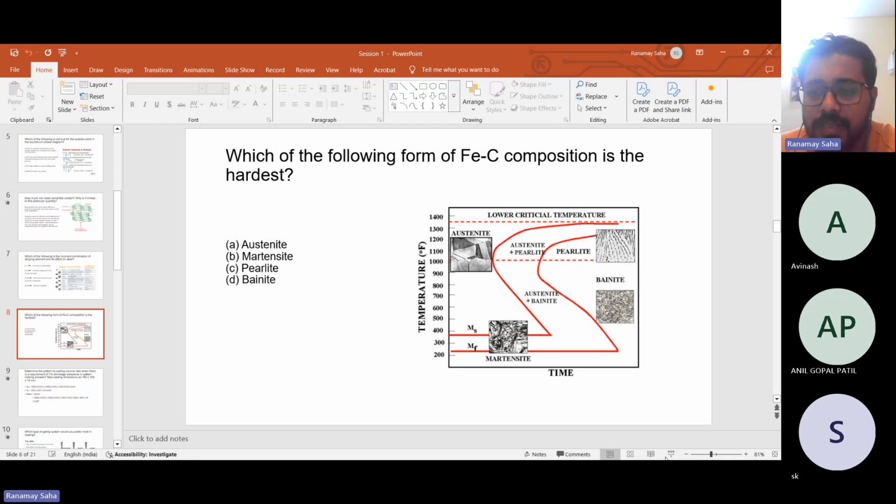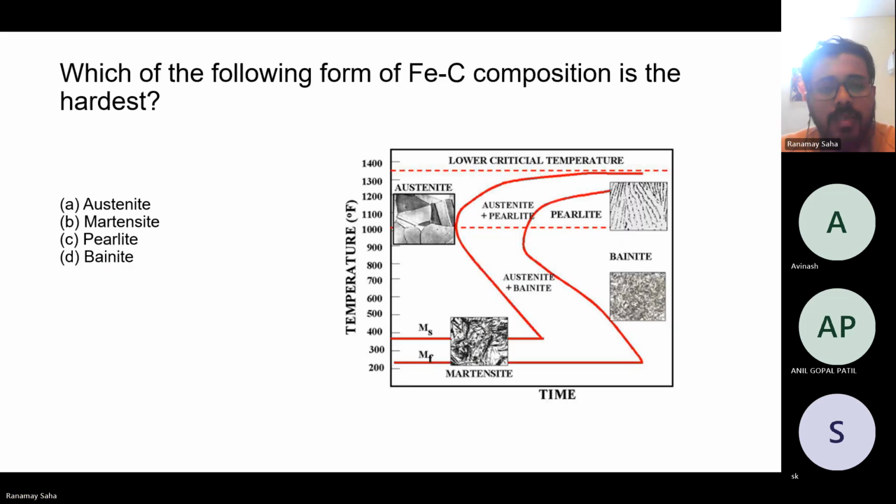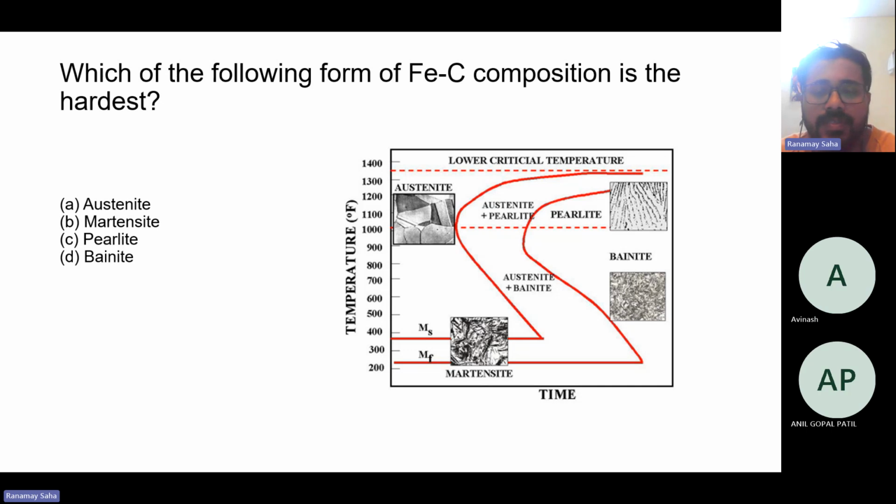Avinash says martensite. Can you, Avinash, tell me why do you think martensite is actually the hardest? Why not austenite, bainite, pearlite?